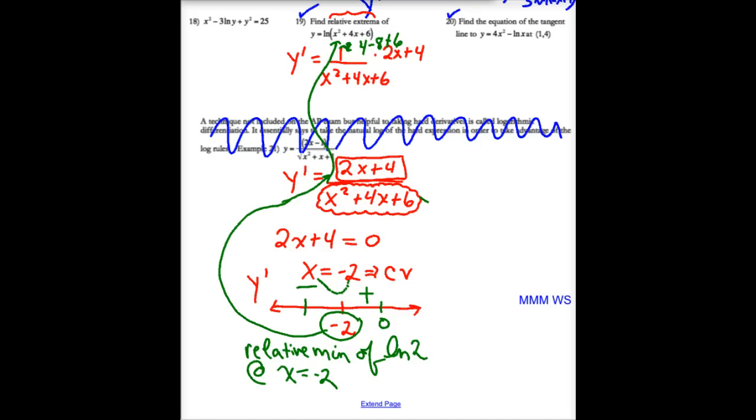All right. You should actually go graph that on your calculator to see what the function looks like and see it bottom out over at ln 2.